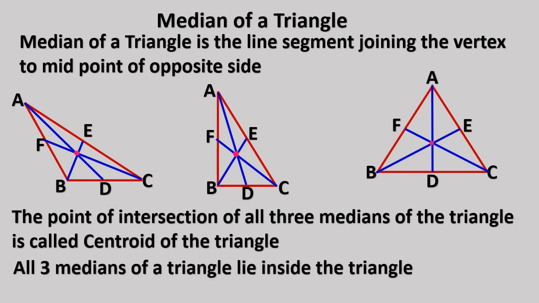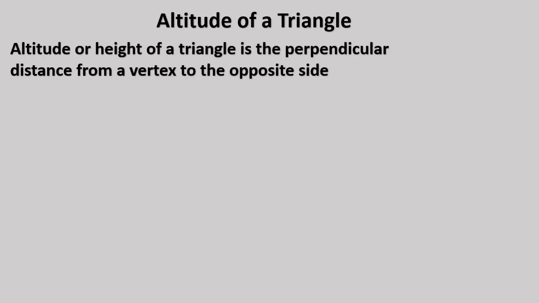All three medians of a triangle are inside the triangle. They all lie inside the triangle. That is also an important fact you have to remember. Next, we will learn what is the altitude of a triangle. Altitude means height. Altitude or height of a triangle is the perpendicular distance from a vertex to the opposite side. Perpendicular distance.